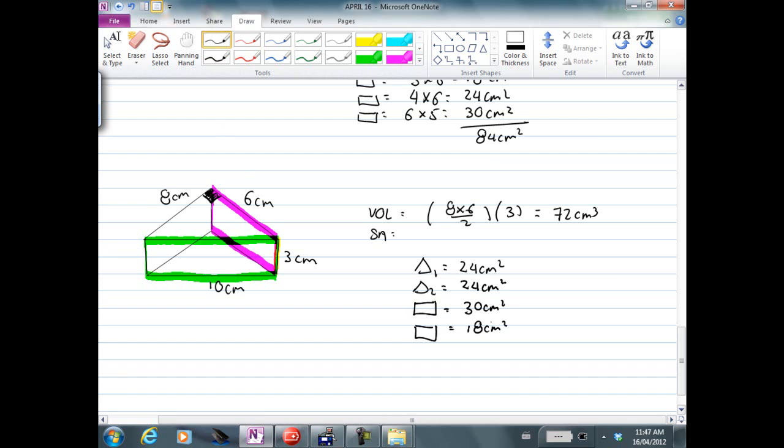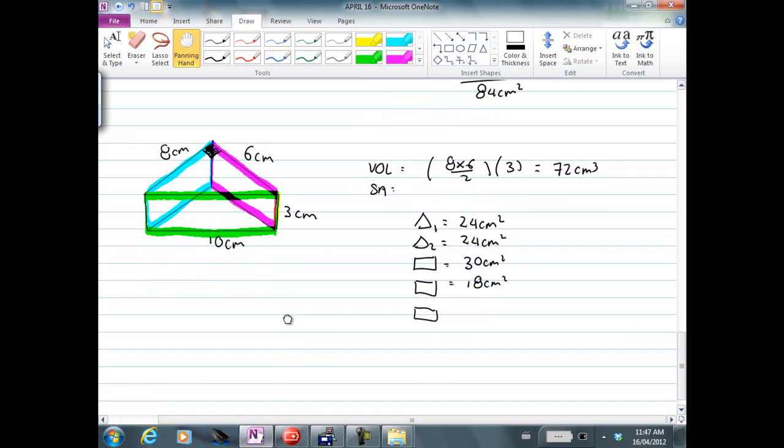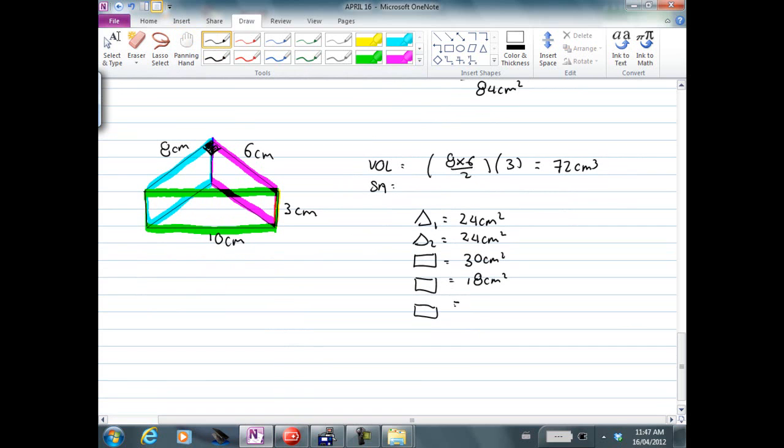And Jordan, what's the last one going to be? We did the green one. We did the purple one. I'll give you a hint. There's a blue one. Think about what numbers you're going to use to calculate the blue one. 8 is one of them. You're missing one more number. 8 and 3. So it'll be 8 times 3, which is 24 cm squared.